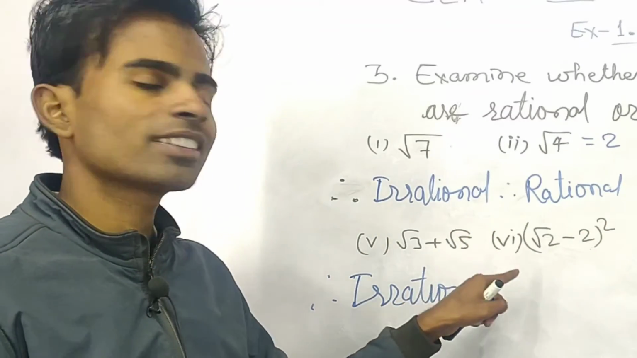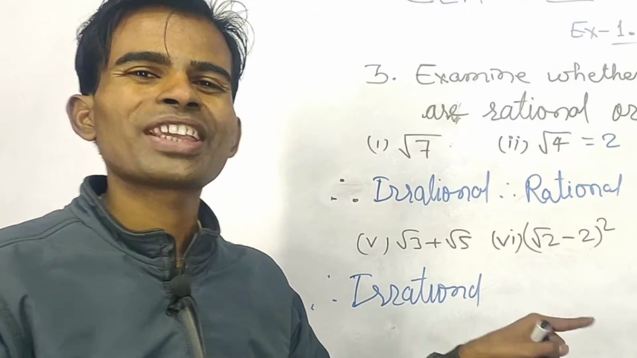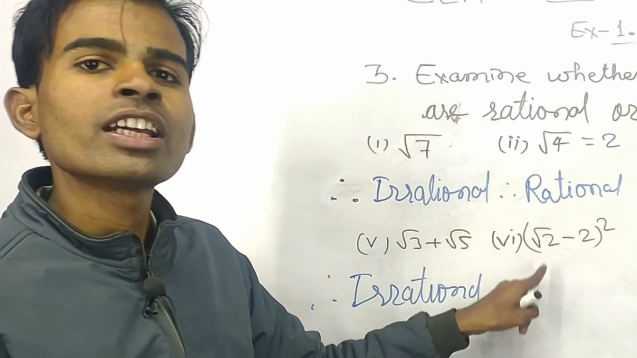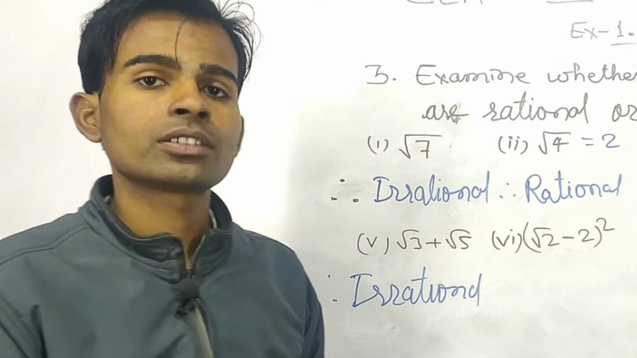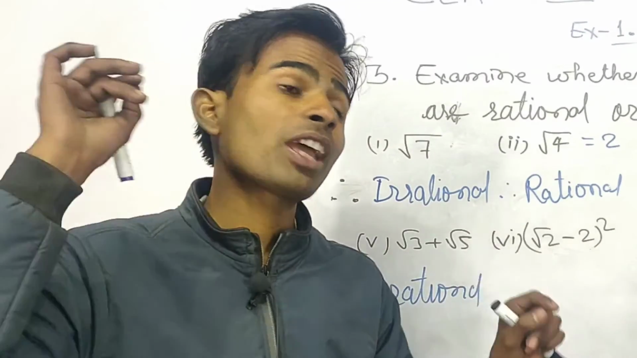Let's go to the next, that is root 2 minus 2 whole square. So is it rational or irrational? We cannot say whether it is rational or irrational. We have to solve it first.